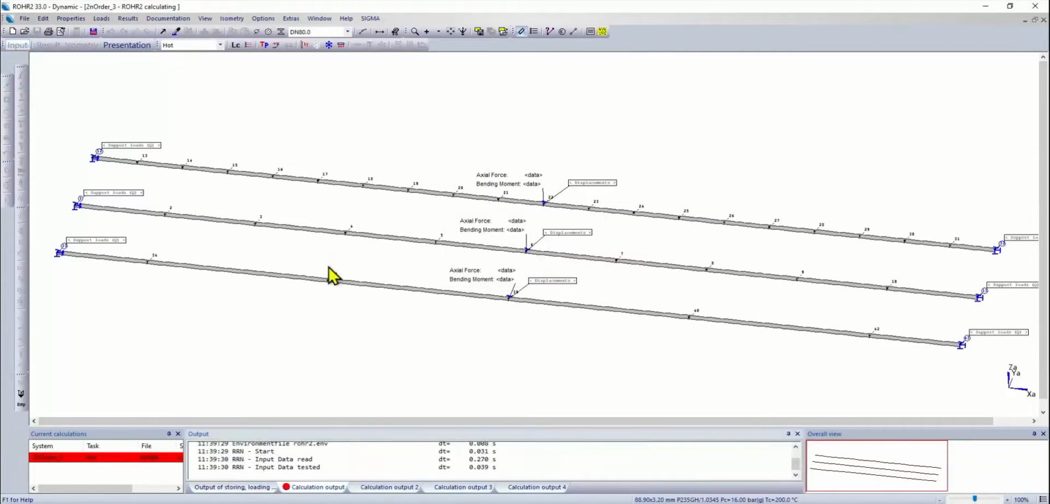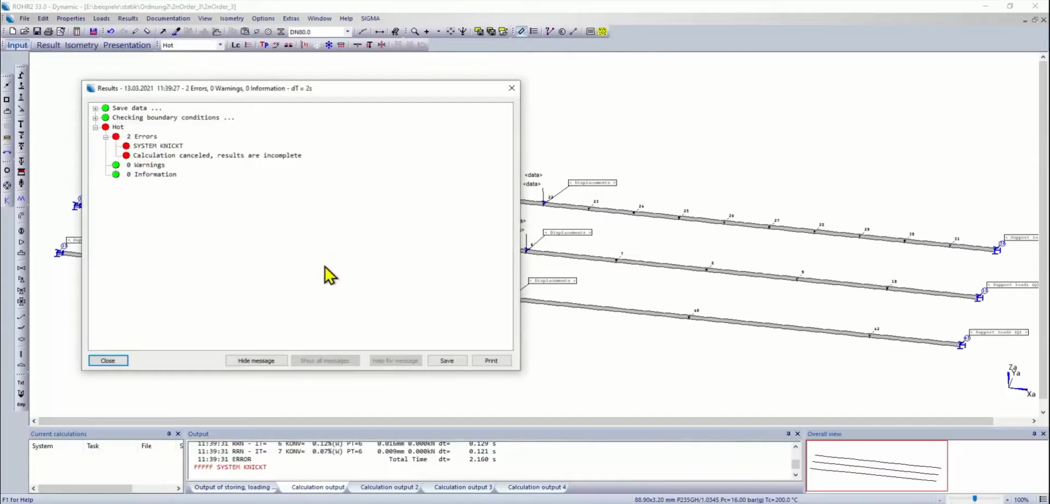Well, actually we won't see what happens in the hot case because the calculation does not terminate. System is buckling, and so this is not a good idea.